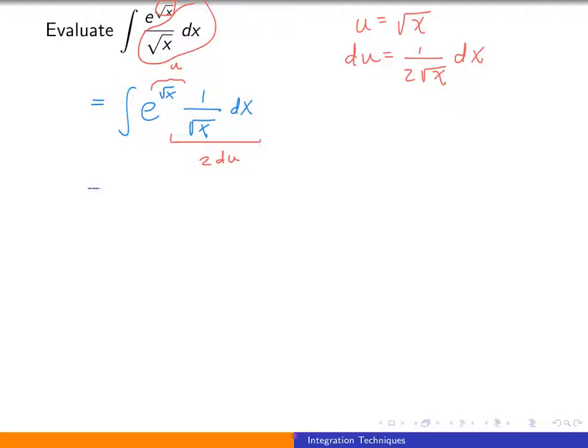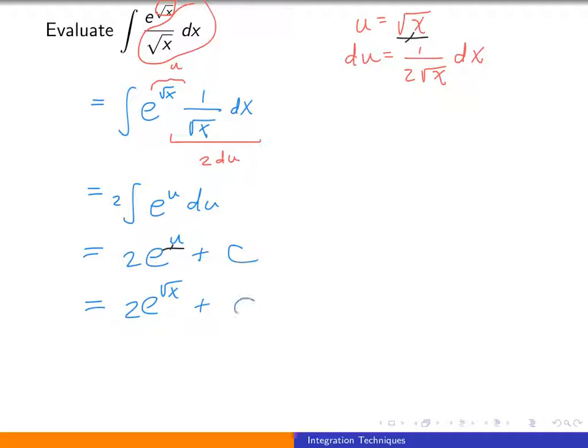So putting this solely in terms of u, it's the antiderivative of e to the u du, and we'll go ahead and put the 2 out front. A nice simple antiderivative for us to evaluate. So 2e to the u plus c. And whenever we're evaluating an indefinite integral with a substitution, our last step is to take those u's and write them in terms of the original variable x. So resubstitute back in, this is 2e to the square root x plus c.